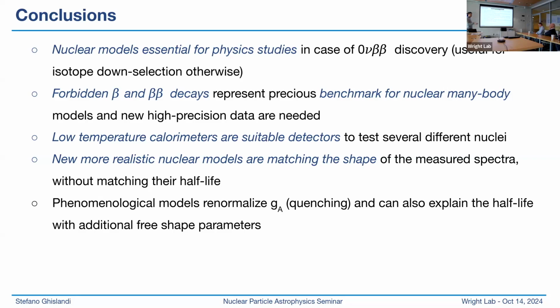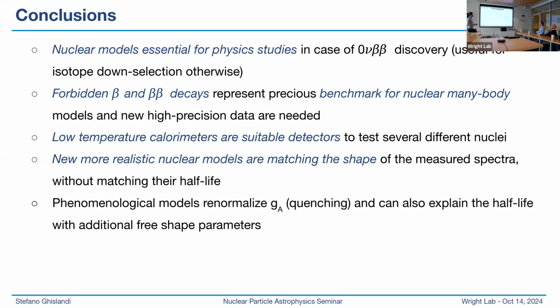Forbidden beta decays and double beta decays are precious benchmarks for nuclear many-body problems. And this we have seen. So you actually measure these shapes with high precision, and you can benchmark and compare with theoretical predictions. And you can also help the nuclear models to understand where to tweak the model and try to see if you can improve something there.